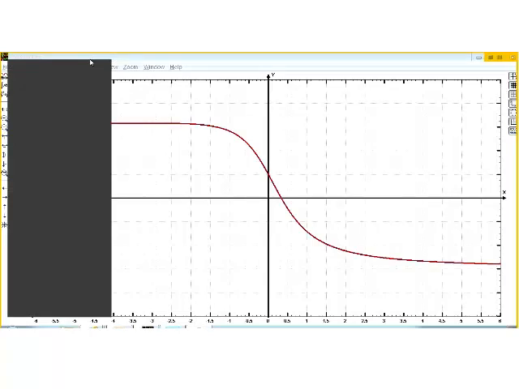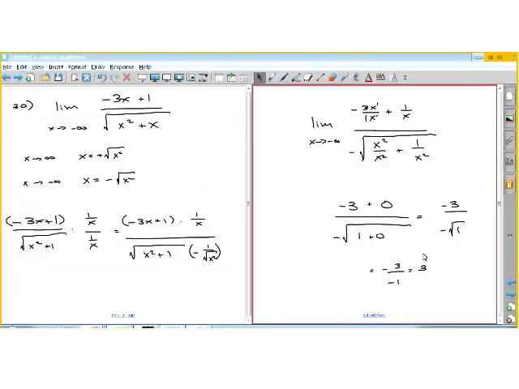So, push the wrong button there. So you can see we got positive 3. Okay, we'll go to 32, which is the trig one. So we have the limit as x approaches infinity of x minus the cosine of x divided by x.